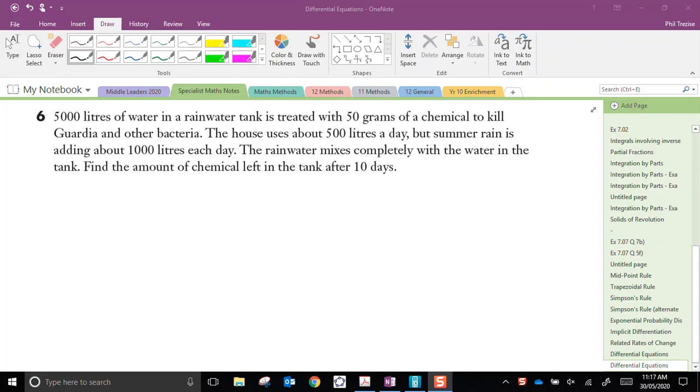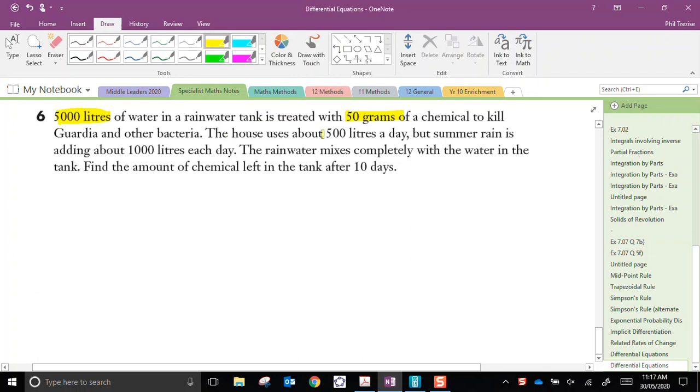Hi everyone, this lesson is about how we solve a problem like the one here using differential equations. So let's read the question and see what we can find. We have 5,000 litres of water in a rainwater tank treated with 50 grams of a chemical to kill bacteria.